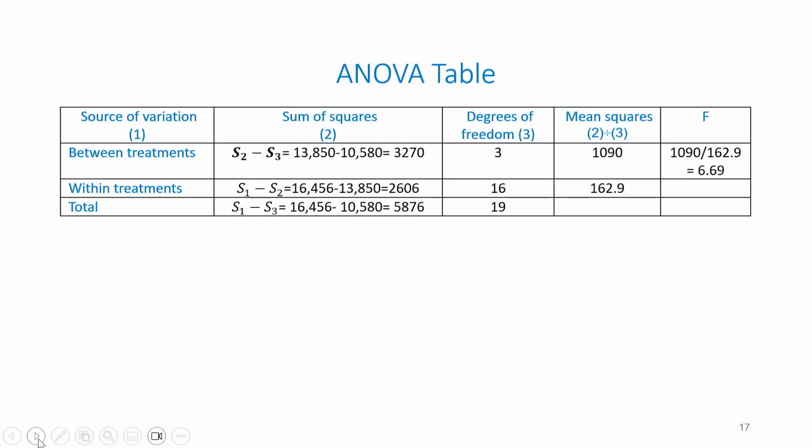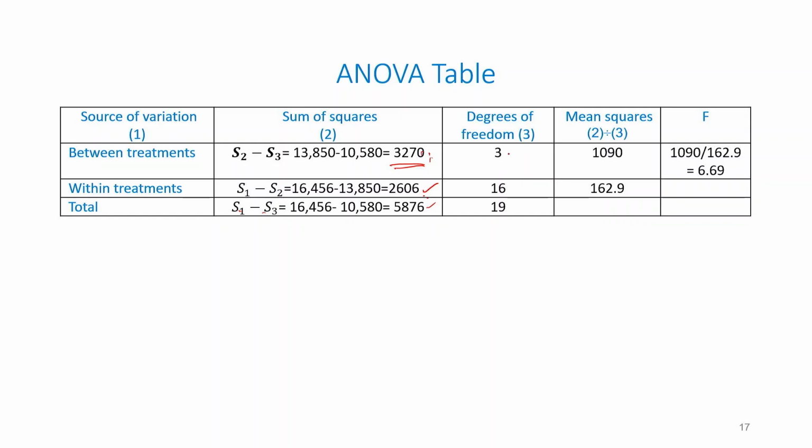With this table with the numerical data will look like this. Sum of squares will actually work out to be 3270. So within treatment, sum of square is going to be 2606, and the total is the sum of these two. So whether I do it this way or I just add these two, it should give me the same result.